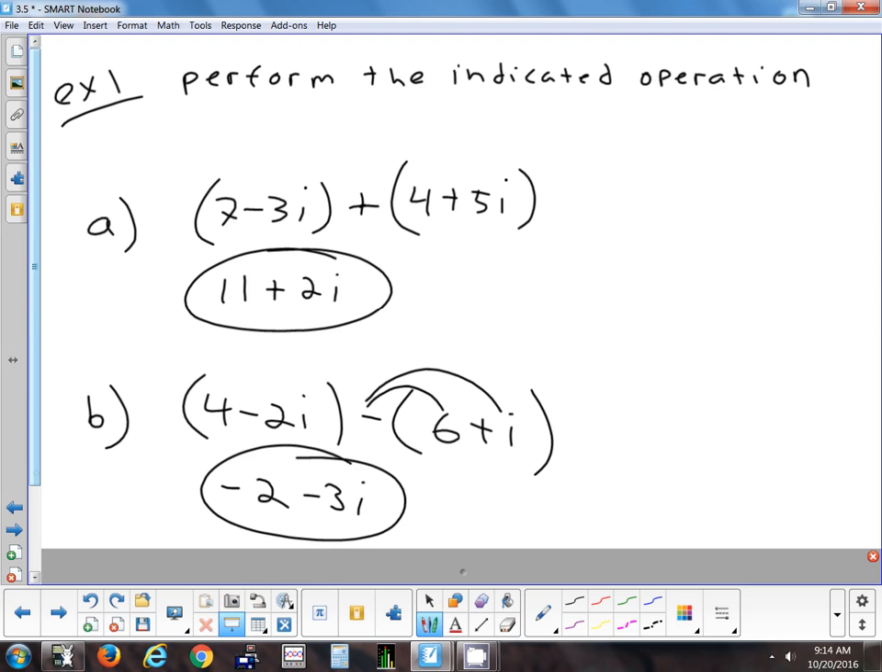If you think you're going to forget to distribute that negative, then do it out like this. 4 minus 2i minus 6 minus i. Rewrite it so that it's distributed out like I did up above. And now combine 4 with negative 6 and negative 2i with negative i. Questions on adding or subtracting?